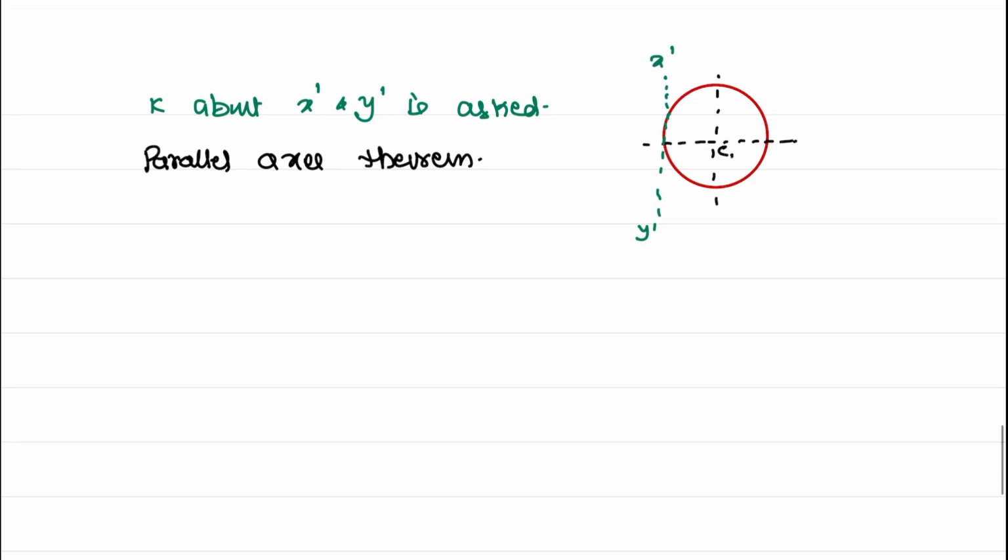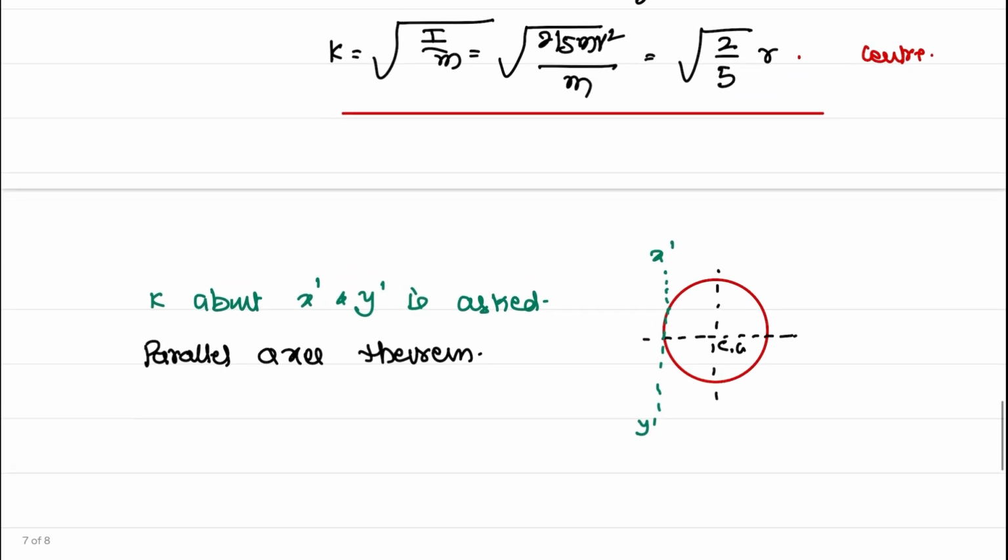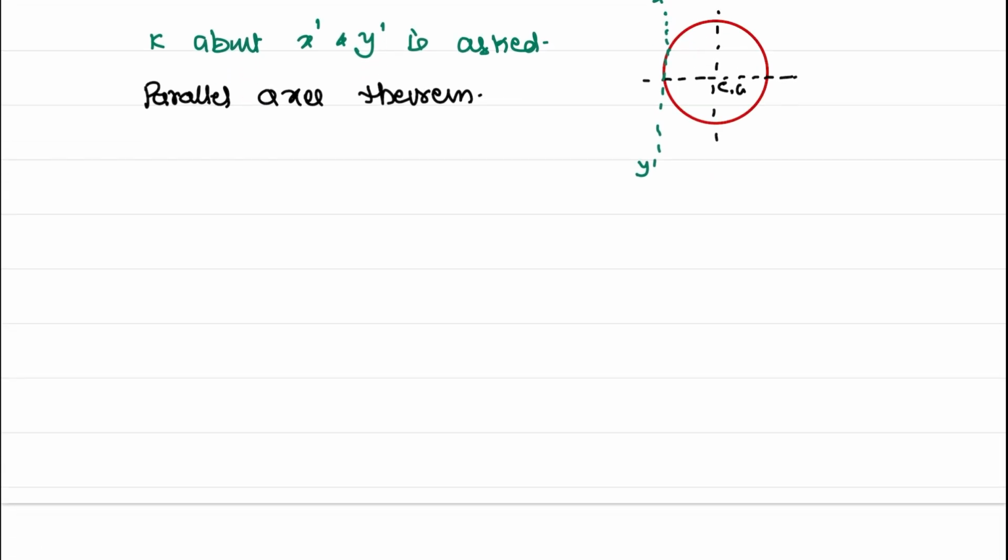About the center, I have given the answer, k is equal to square root of 2 by 5 r. And what about this axis? That you find out, and r is already given. Then from that, please try to find out what is the value of x. They have given it in terms of x. If you are unable to solve it, I will solve it in the next class. Please comment on my video.